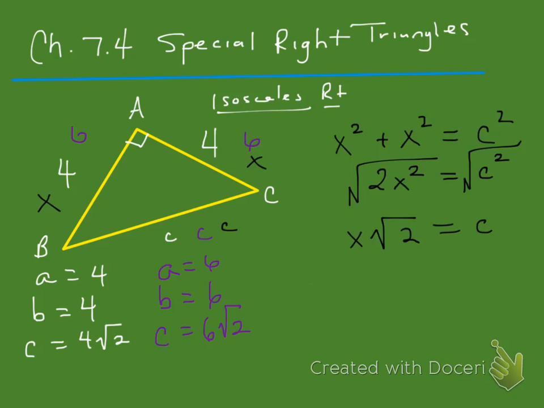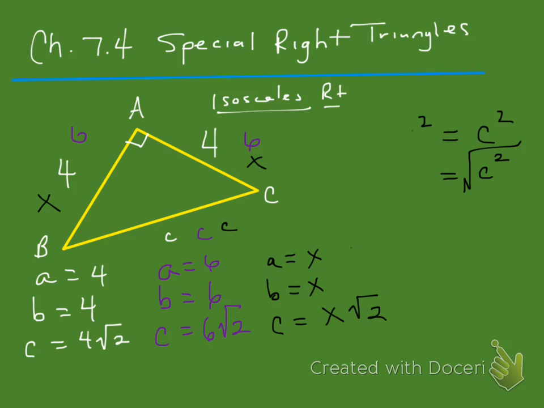And so again, for our last one, we have a is equal to x, b is equal to x, and c is equal to x square root of 2. So now hopefully you can see the shortcut when you do this.